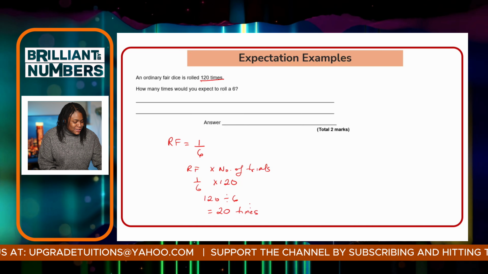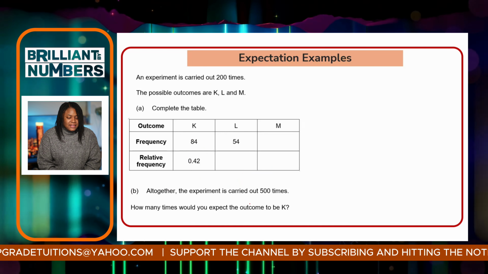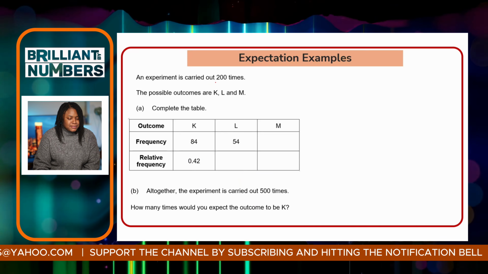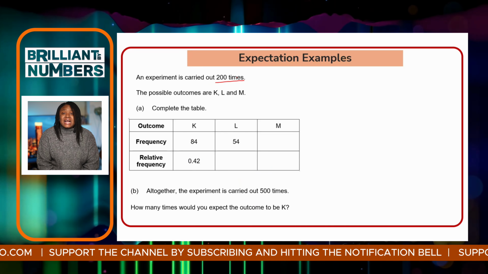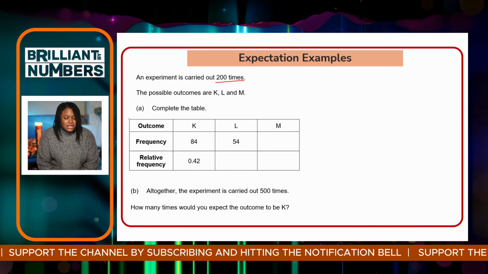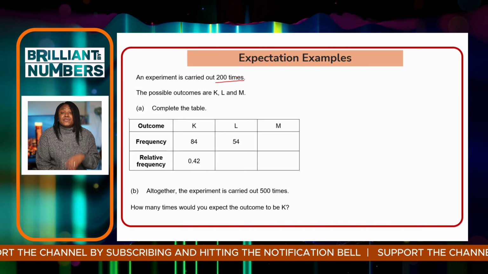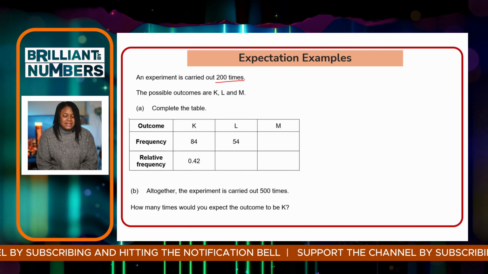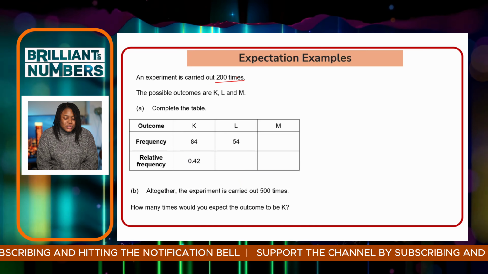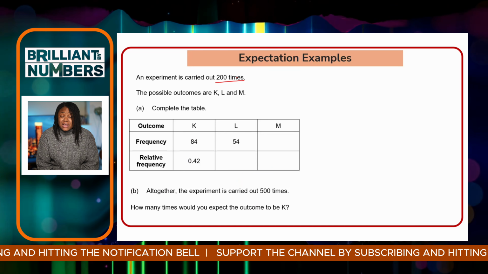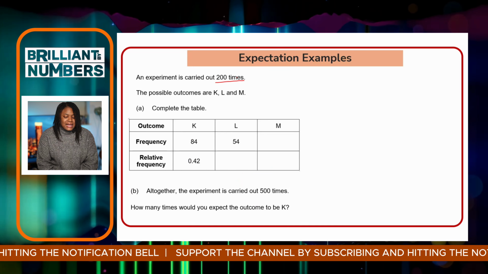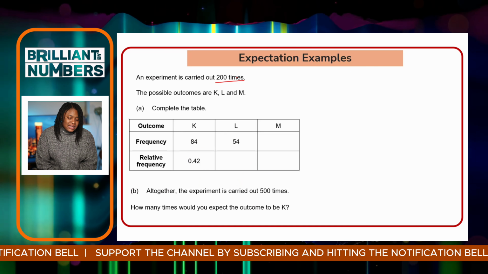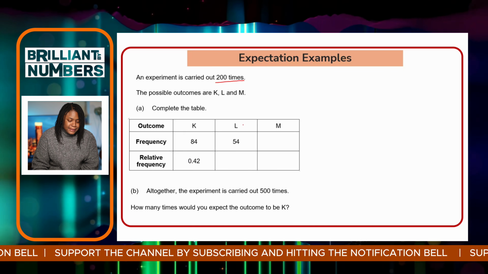So guys, we're going to go into another question. In this question, we're told that an experiment is carried out 200 times. The possible outcomes are K, L, and M. So we're given those outcomes on the table. We've got missing sections that we need to complete on the table. Part A says complete the table. Part B told us altogether the experiment is carried out 500 times. How many times will you expect to get the outcome to be K? So we can calculate part B, however, we were asked to complete the table.